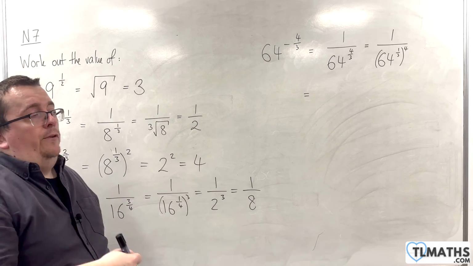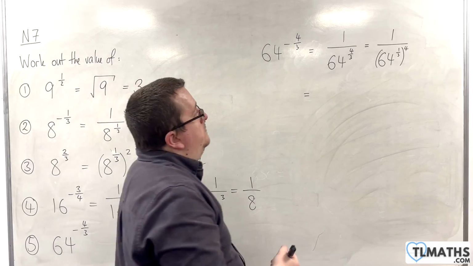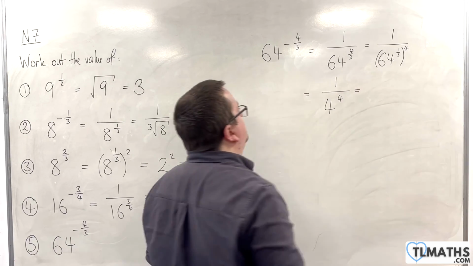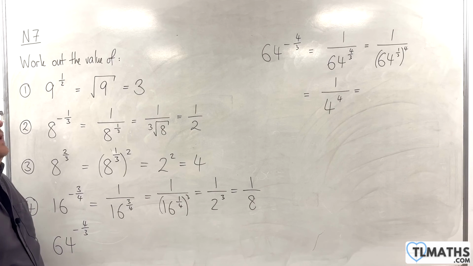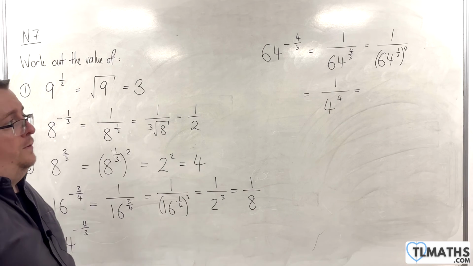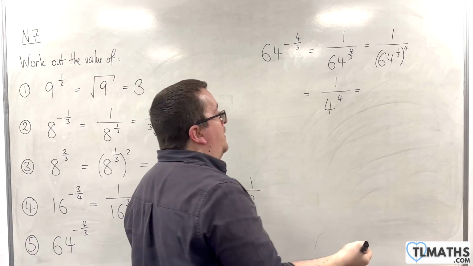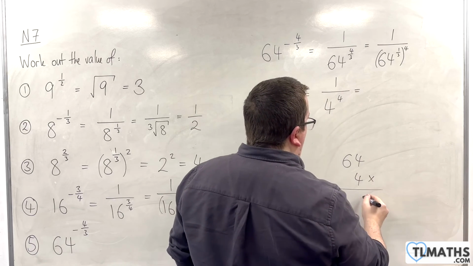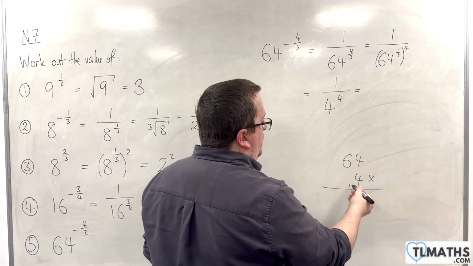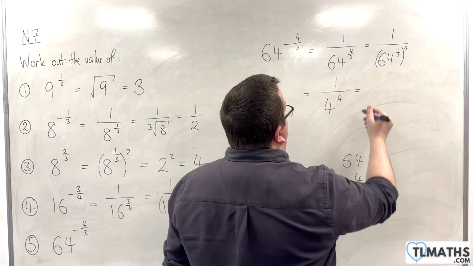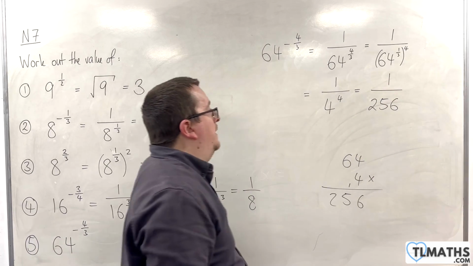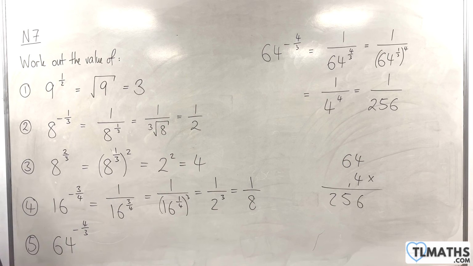Now, the cube root of 64 is 4. So this is 1 over 4 to the 4. Now we know that 4 cubed is 64. So 4 to the 4, I need to multiply 64 by 4. 4 4s are 16, 6 4s are 24, plus 1 is 25. So 2, 5, 6. So we have 1 over 256. And that is my answer for number 5.